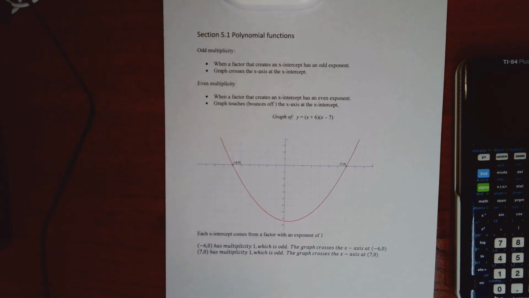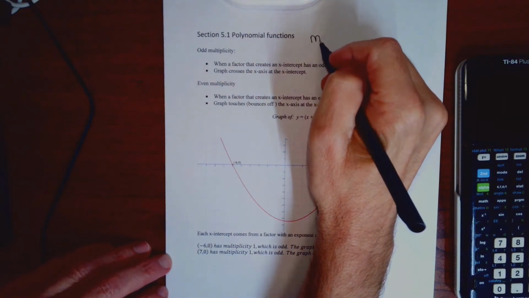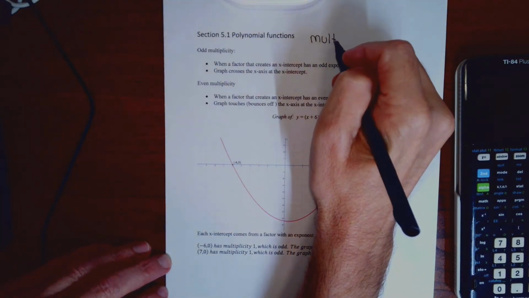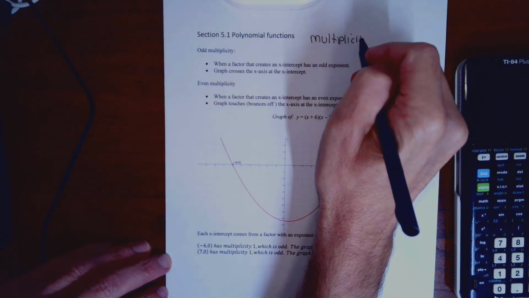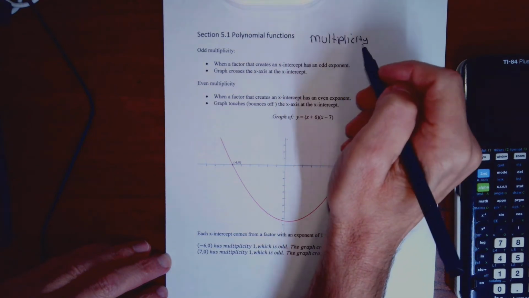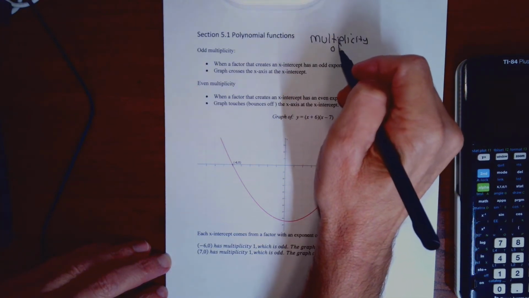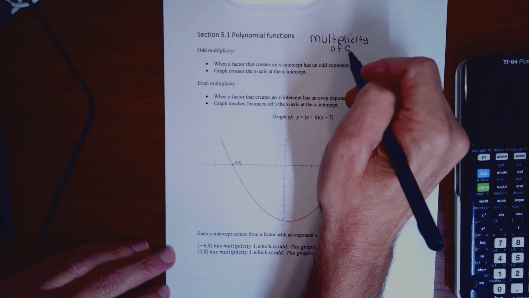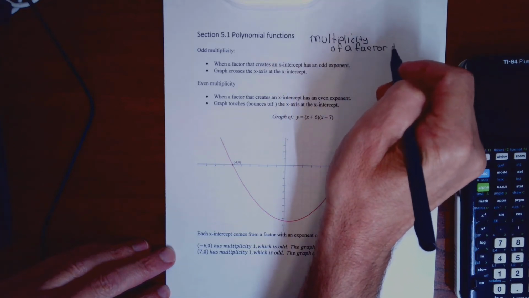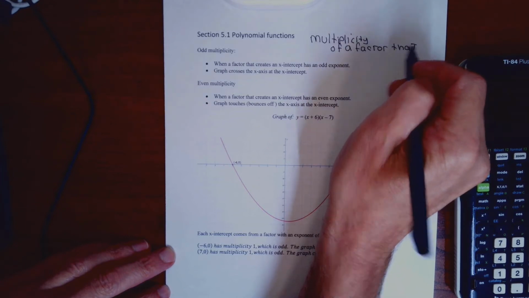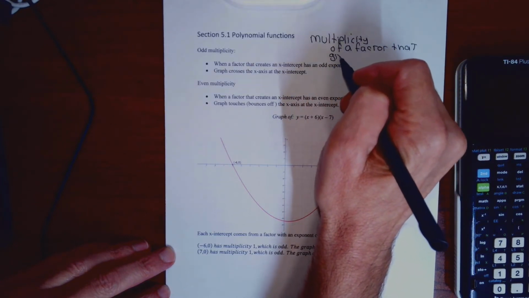There's a handful of concepts that I need to explain before we get into the problems from section 5.1. The first concept is called multiplicity, and maybe more specifically, multiplicity of a factor that gives an x-intercept on a graph, or creates an x-intercept.